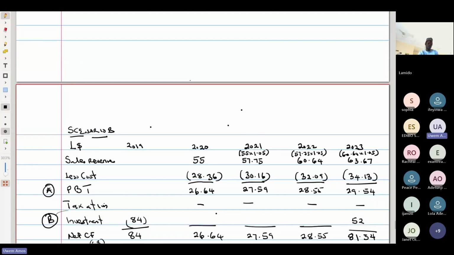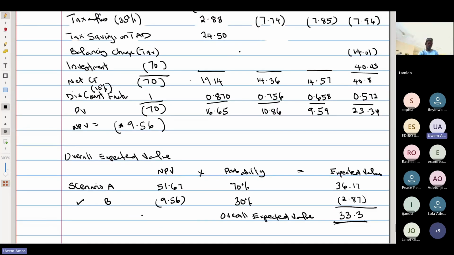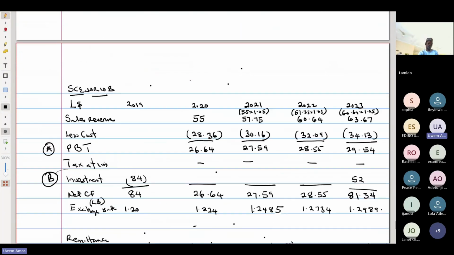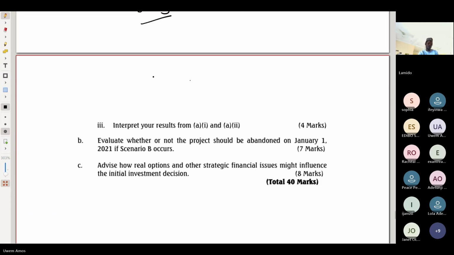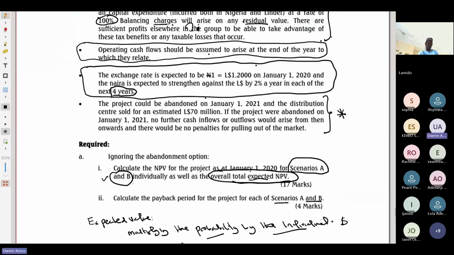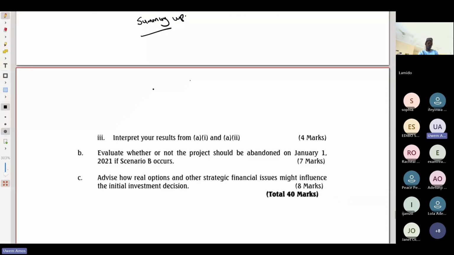Okay. So let's get right back to the final part of our question quickly. Evaluate whether or not the project should be abandoned on January 1 if scenario B occurs. Now let's pay attention. I want to teach you the ability to think through a question, which is very important because oftentimes what I notice students do is that they don't think through the question to really understand it.